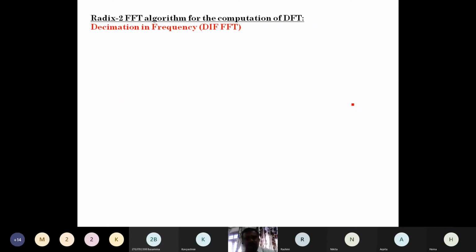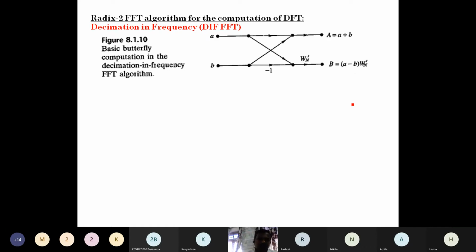Example: go for the radix 2 FFT algorithm for the computation of DFT, but with the concept of decimation in frequency, DIF FFT. The butterfly diagram has the twiddle factor for the second line mentioned at the output side.